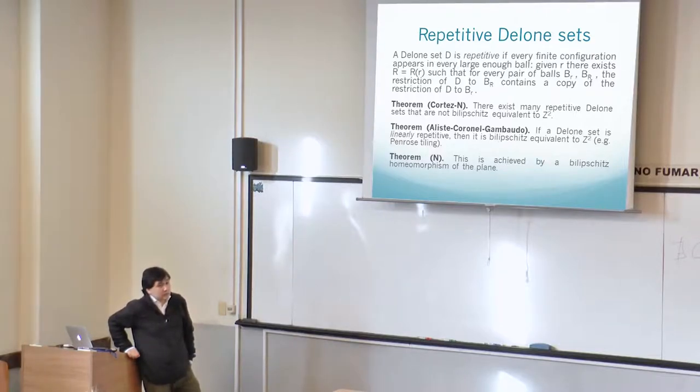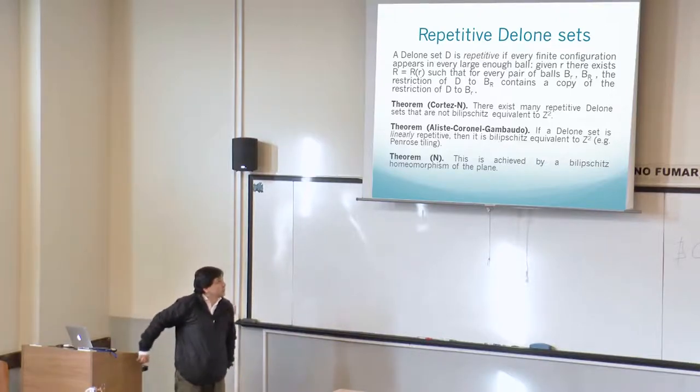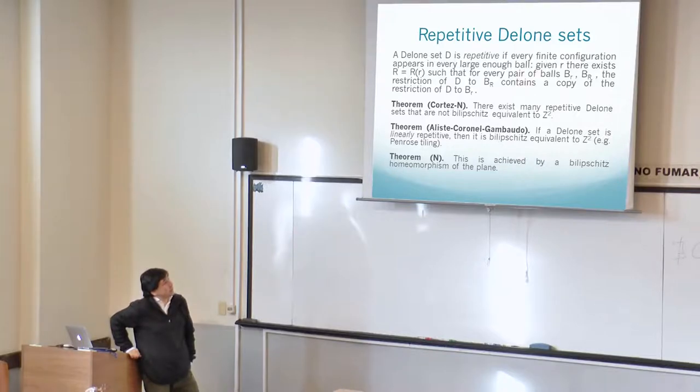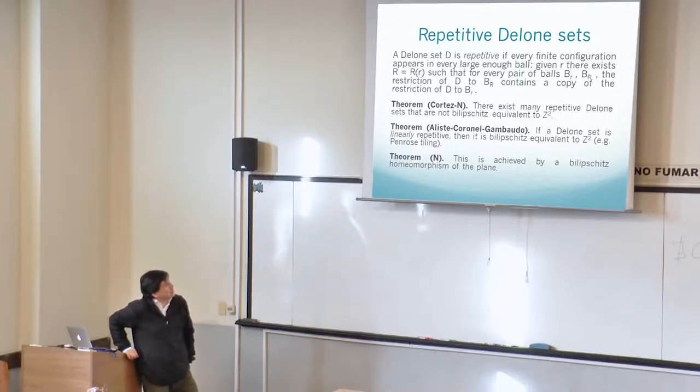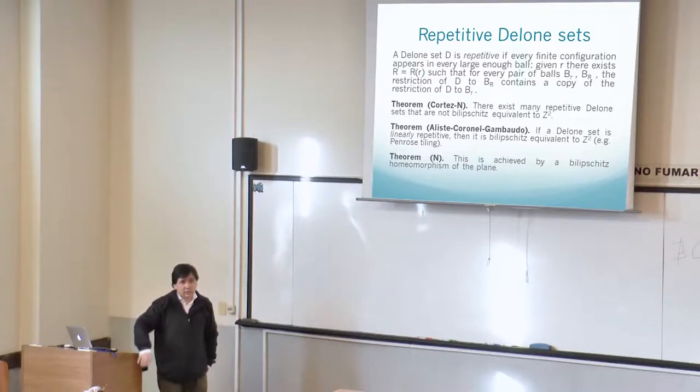You take the Delone set and you say that it is repetitive if for every small r, there is a capital R such that every pattern of diameter small r appears in every ball of diameter capital R. This is what happens with the Penrose tiling. And this is a theorem that we proved some years ago with Maria Isabel Cortez: there are many Delone sets that are repetitive but not bi-Lipschitz equivalent to Z2 in the plane. So they are something like the Penrose tiling, but they are not equivalent to Z2.